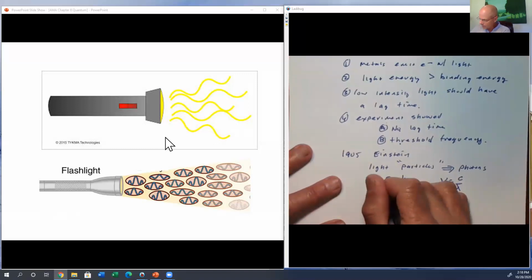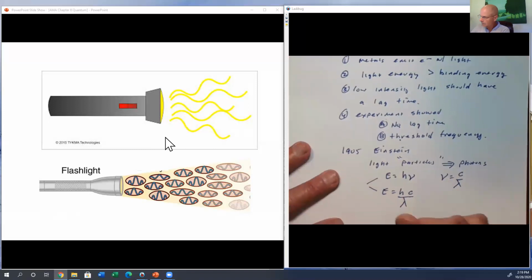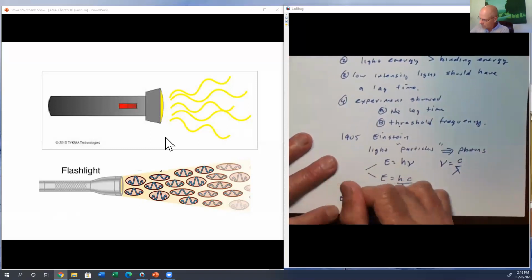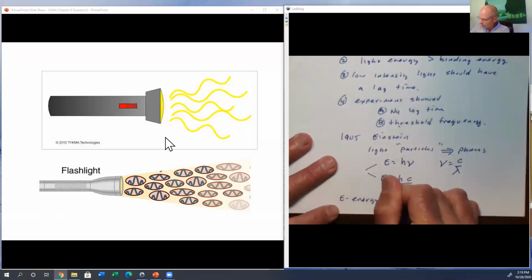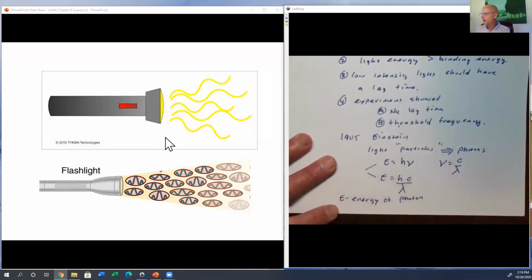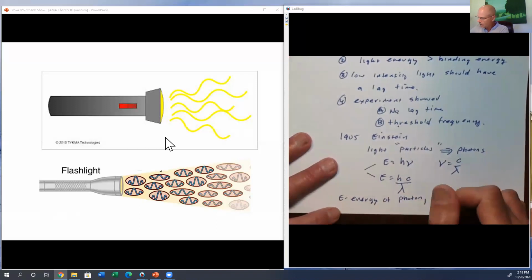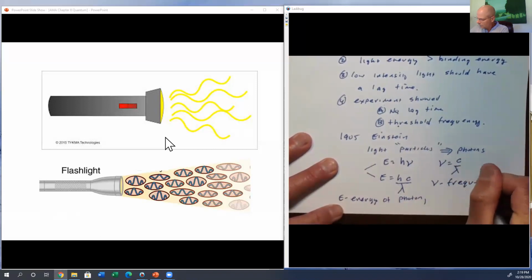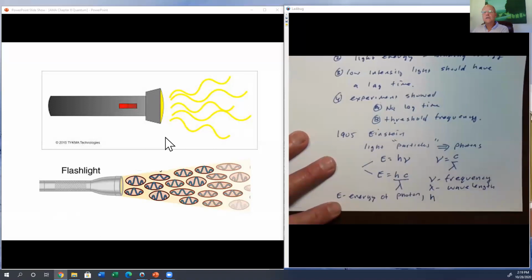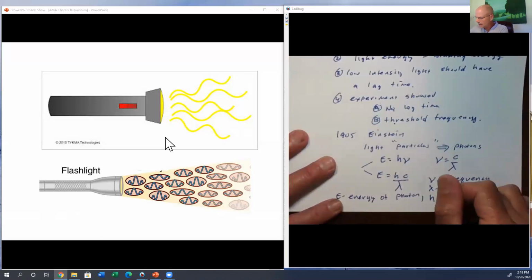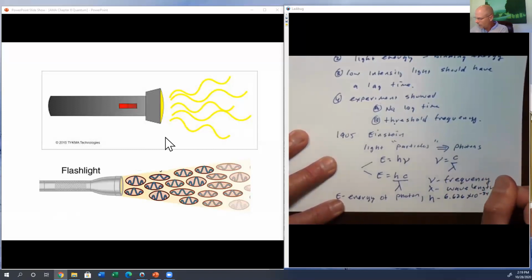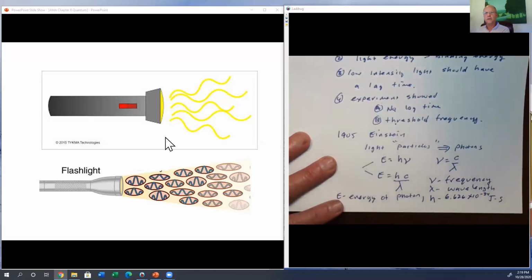So E is energy of a photon, energy of a light particle. Nu is frequency. Lambda is wavelength. And h was a constant known as Planck's constant, and it's equal to 6.626 times 10 to the minus 34 joule seconds. A very small number.